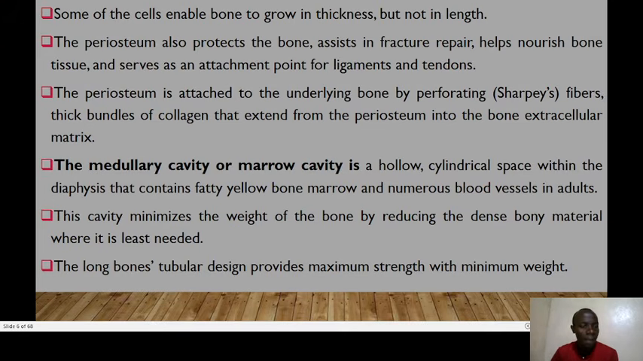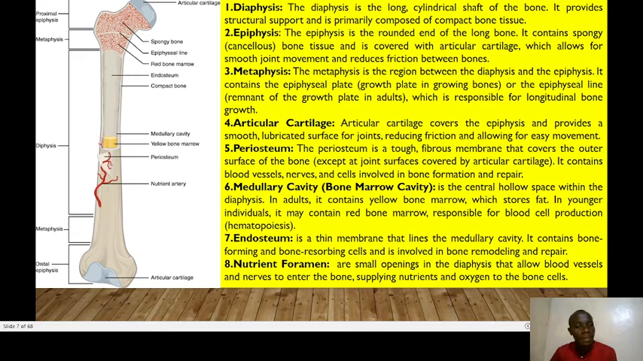Another part of this macroscopic structure is the medullary cavity or the marrow cavity, and this one is a hollow cylindrical space within the diaphysis that contains fatty yellow bone marrow and numerous blood vessels in adults. So this cavity minimizes the weight of the bone by reducing the dense bone material where it is least needed. So the long bone's tubular design provides maximum strength with minimum weight.